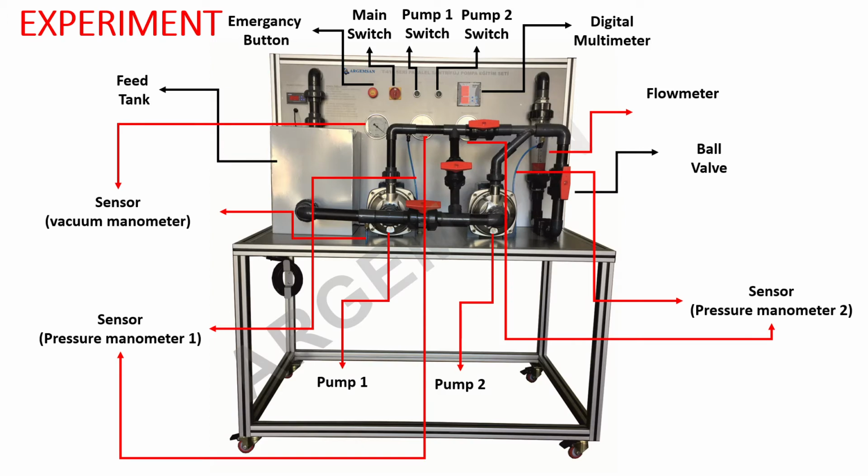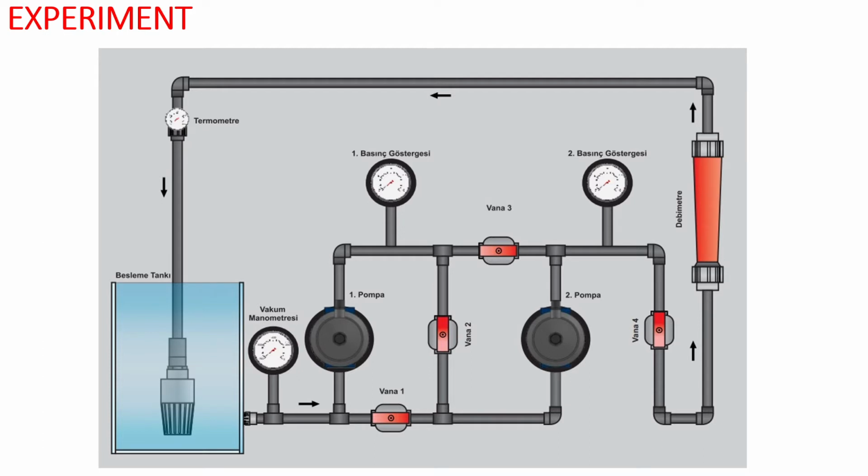Okay, these are the elements of the serial and parallel pump experiment. You can see in this figure the feed tank, sensors, which are the vacuum manometer, another sensor, first pressure manometer, second pressure manometer sensor, flow meter, ball valve, digital multimeter, pump 1 and pump 2 switches, main switch, emergency button, and these are pump 1 and pump 2. Also, there is a schematic view of the serial and parallel pumps experiment setup.